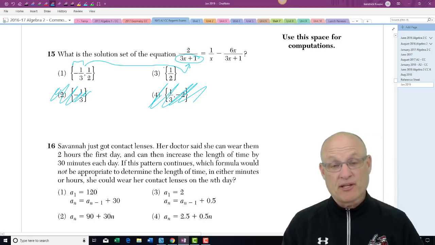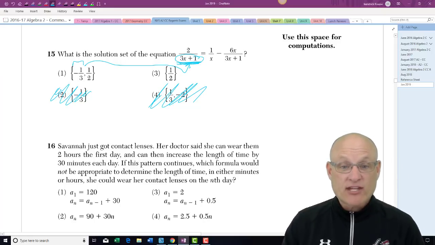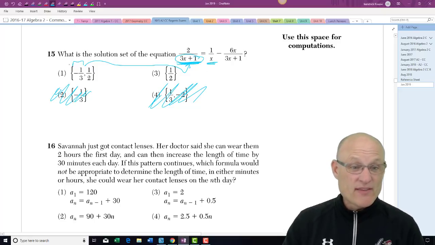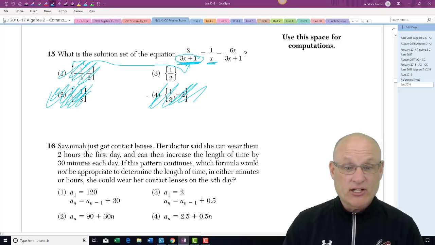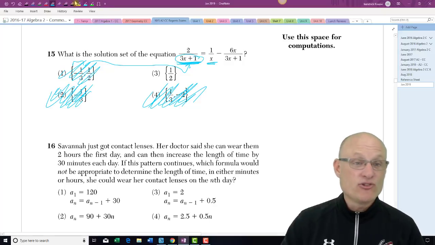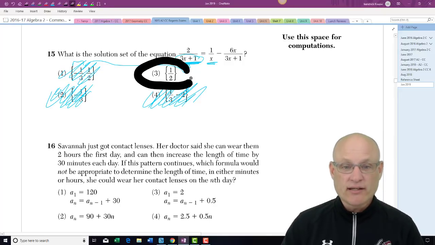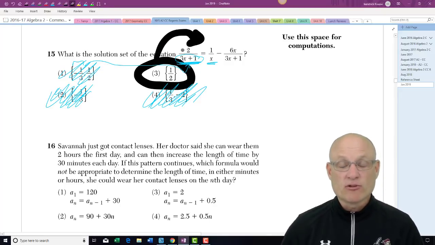Now, there were some smart people that said, oh, wait, I know that x can't be negative 1/3. The other answer x can't be is 0. So anything with a negative 1/3 had to go. So here's my suggestion to you all. Just check the answers. Plug them in, see which ones work.